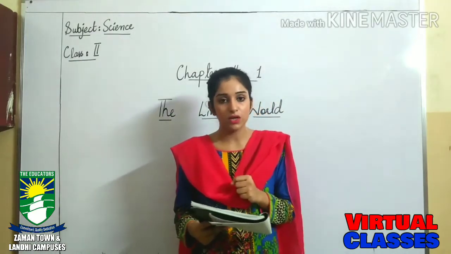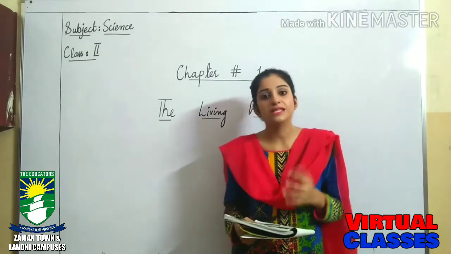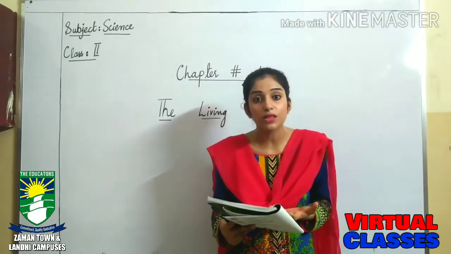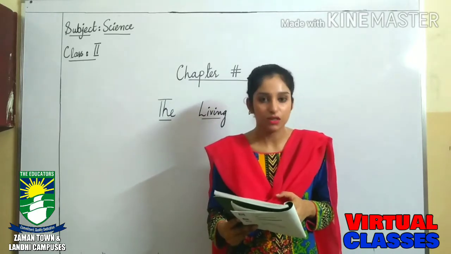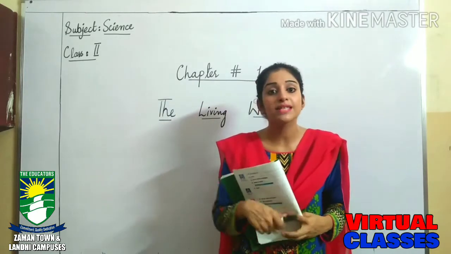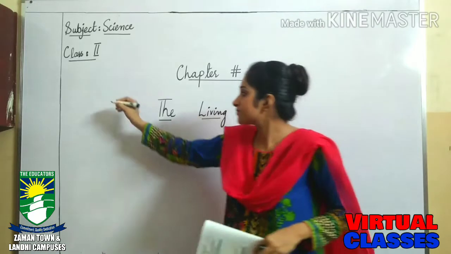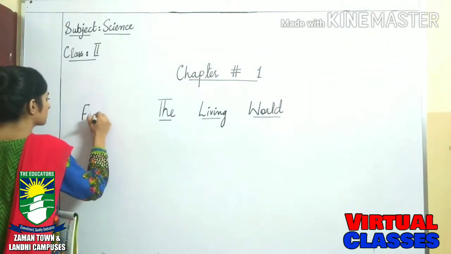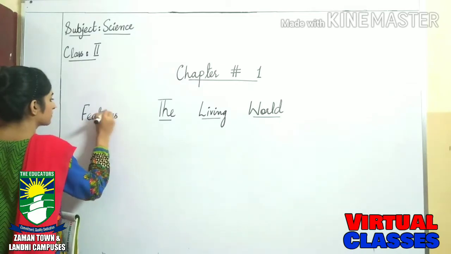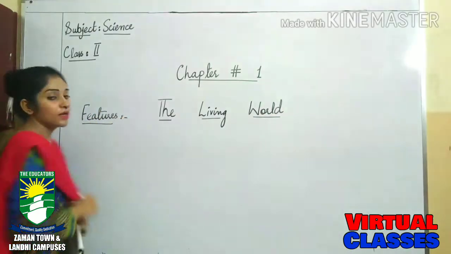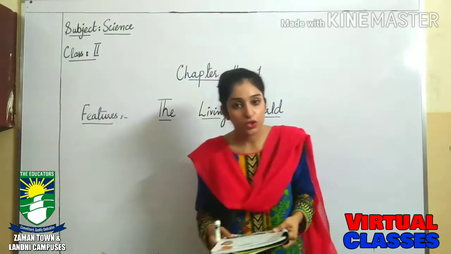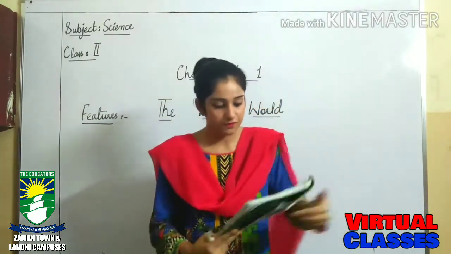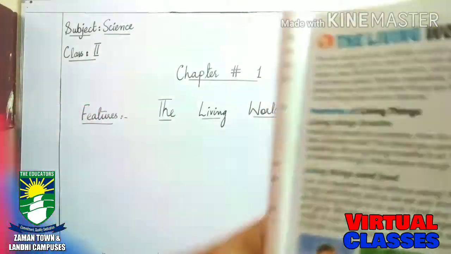Features. What is the meaning of features? Features means characteristics. It means qualities. What are the characters of living things that make them living things? Right? Now I am going to show this heading on the board. Features. Now let's talk about the features of living things. Read with me. It's page number 5. Okay, put your finger.